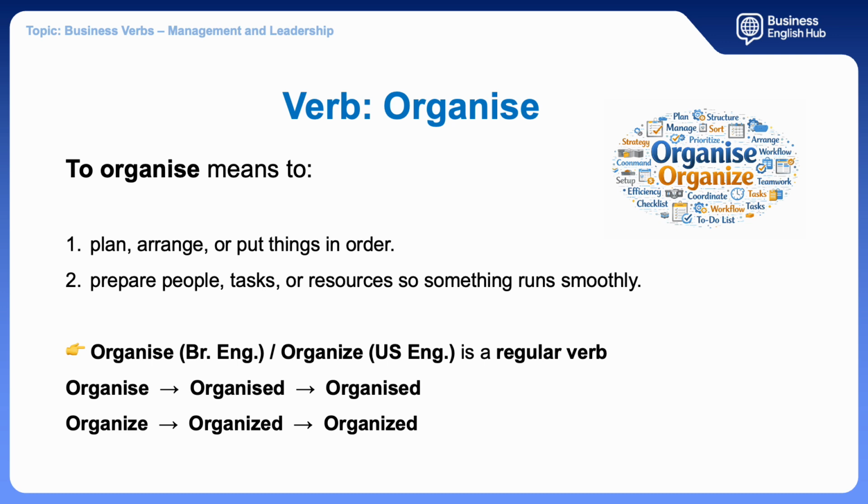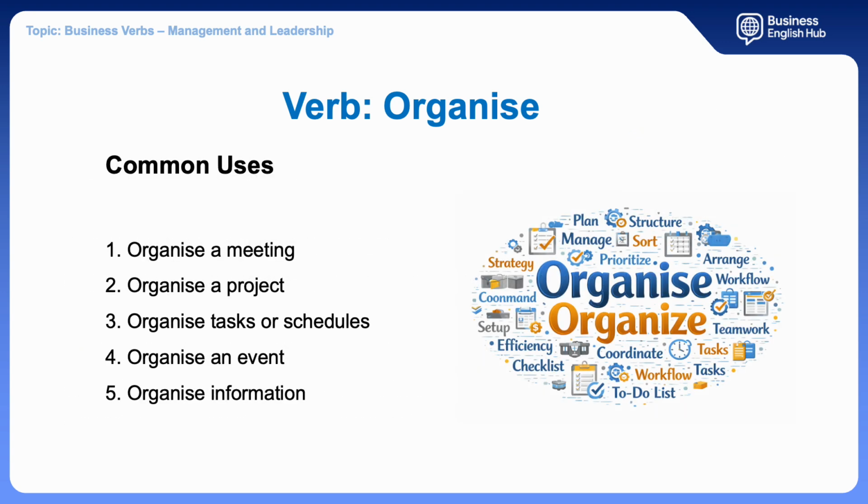Organise can be spelt in 2 different ways. In British English, organise is spelt with an S. In US English, it is spelt with a Z, and it is a regular verb. The present tense is organise, past tense is organised, and the past participle is organised. Throughout this video, we're going to use the British spelling of organise with an S, but it can also be spelled with a Z.